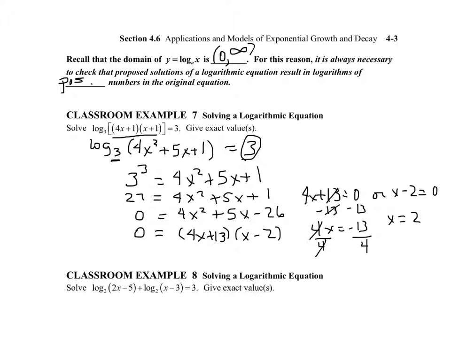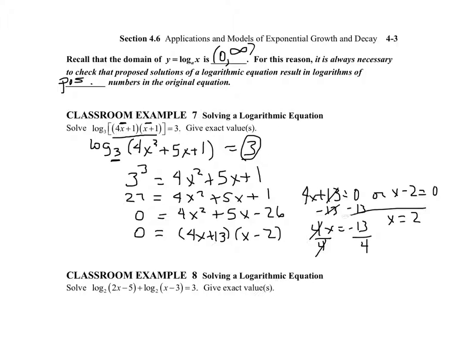If I plug in negative 13 over 4 into this first parentheses, 4 times negative 13 over 4 is just going to be negative 13. Negative 13 plus 1 would give me a negative number. If I plug negative 13 over 4 into the second parentheses, that's also going to give me a negative number because negative 13 over 4 is negative 3 and 1/4. If I add 1 to it, I still have a negative number. What happens if I multiply a negative times the negative? It actually gives me back a positive.